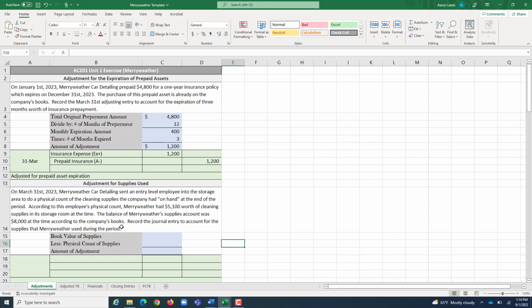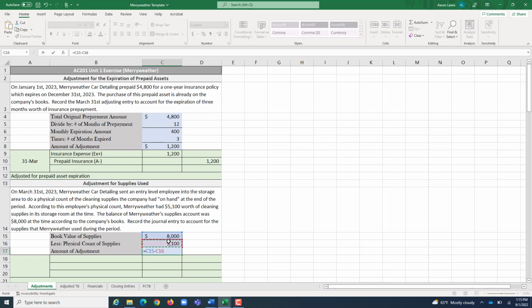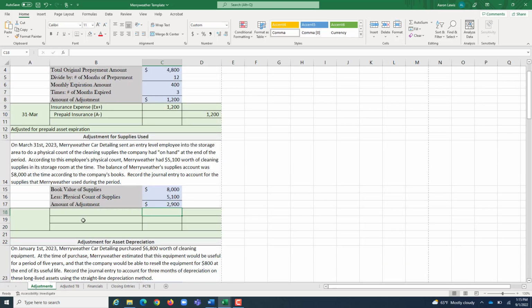Well, our books say that we have $8,000 worth of supplies. Again, every time we purchased it, we put it on the books. That basically means had we not used any supplies, we should have $8,000 worth of supplies on hand at this time. But we don't, because our physical count revealed that we only have $5,100 worth of supplies remaining. Well, if we could have had $8,000, but we only have $5,100 left, what did we actually use? What's the amount of the adjustment? It's the difference between these two numbers, which is $2,900.